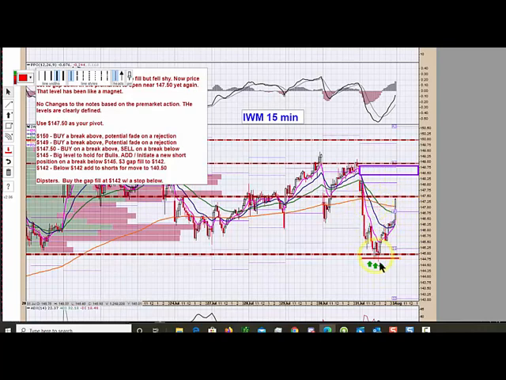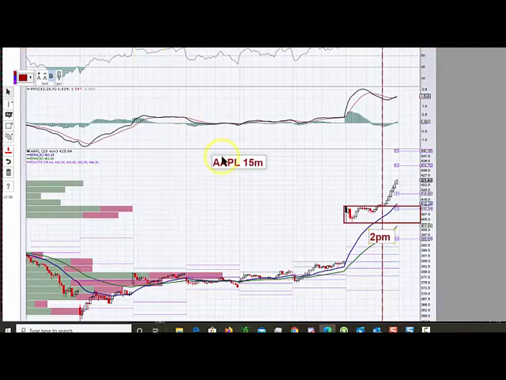sell a break of support, buy price at support. And that'll serve you well going forward. Happens all the time. Let's look at Apple.